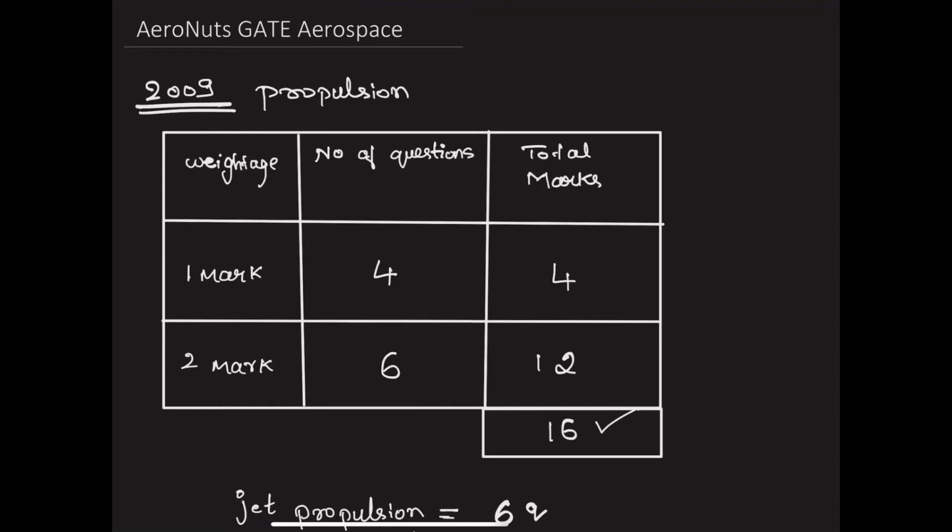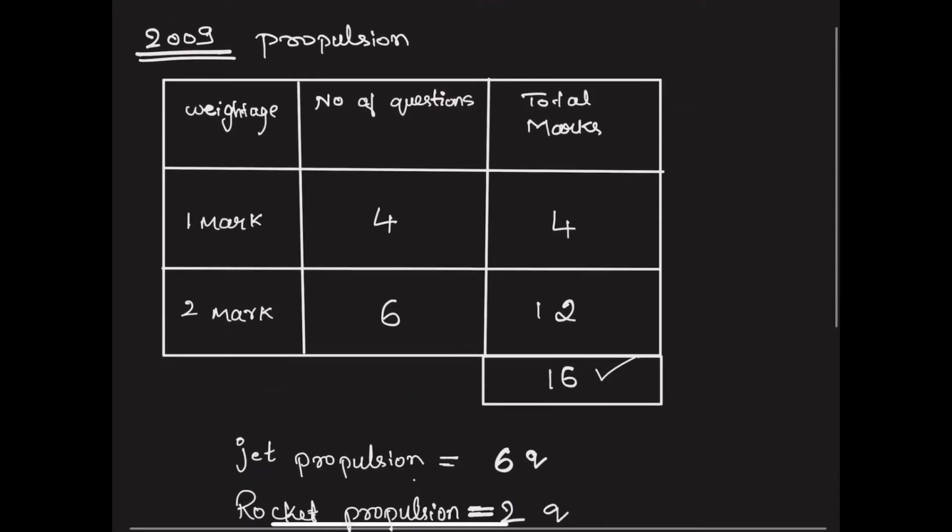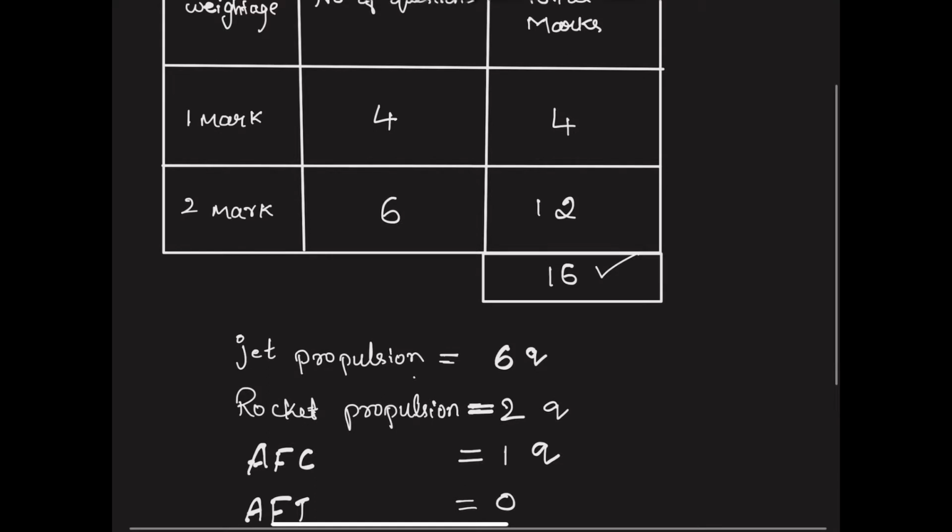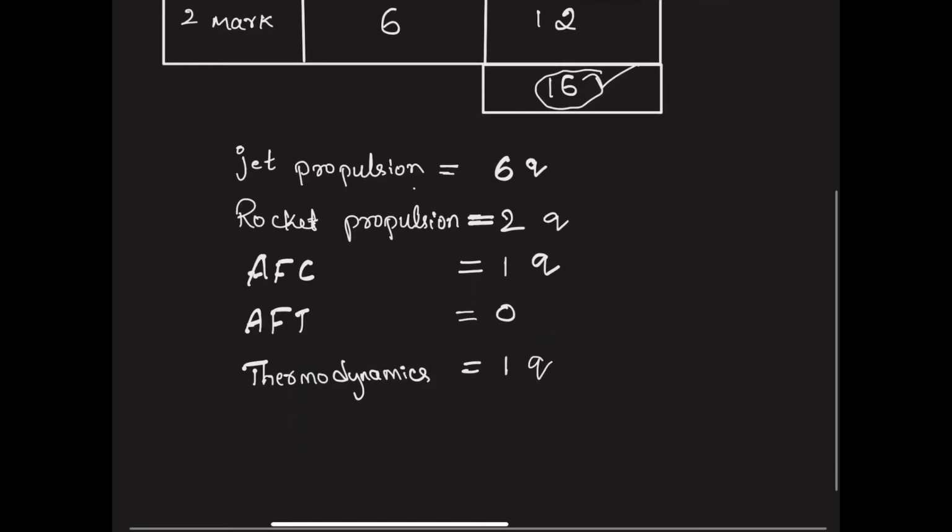As always, first we'll be dealing with analytics. According to the 2009 GATE Aerospace paper, there were 4 one-mark questions and 6 two-mark questions from propulsion. So totally there were 10 questions and 16 marks from the 2009 paper, and out of that, 6 questions were from jet propulsion, 2 questions were from rocket propulsion, one from AFC and one from thermodynamics.